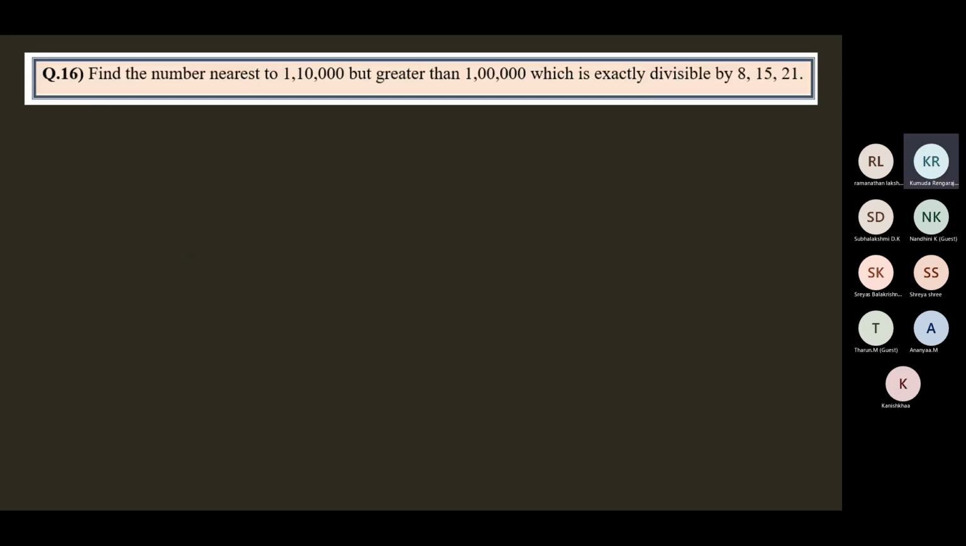To change the slide. So similar, greater than, find the number nearest to this, but greater than this, which is exactly divisible by. So that number should be exactly divisible by these three numbers. So LCM. And you should find the LCM and you should find a multiple of the LCM in this range.